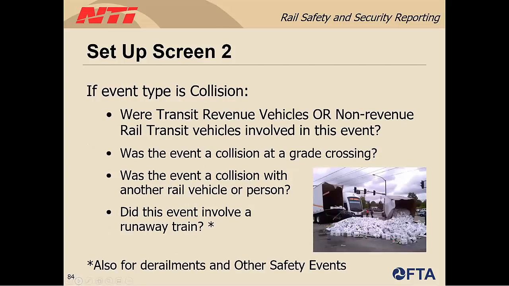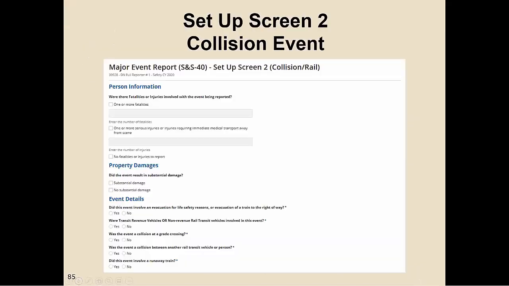Okay, so if the event type is reporting a collision, then you're going to be asked 4 other questions. First, it's going to ask if transit revenue vehicles or non-revenue rail transit vehicles were involved in the event. It's going to ask you if it was at a grade crossing. It's going to ask you if it was a collision with another rail vehicle or with a person, or if there was a runaway train involved. Again, these are part of your reporting thresholds. Okay, so this is a screenshot of the collision screen 2 if you were reporting a collision. It has these additional 4 questions down here, as I said.